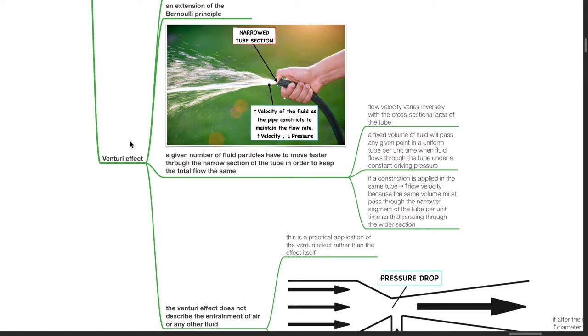Flow velocity varies inversely with the cross-sectional area of the tube. A fixed volume of fluid will pass any given point in a uniform tube per unit time when fluid flows through the tube under a constant driving pressure. If a constriction is applied in the same tube, increased flow velocity occurs because the same volume must pass through the narrower segment of the tube per unit time as that passing through the wider section.